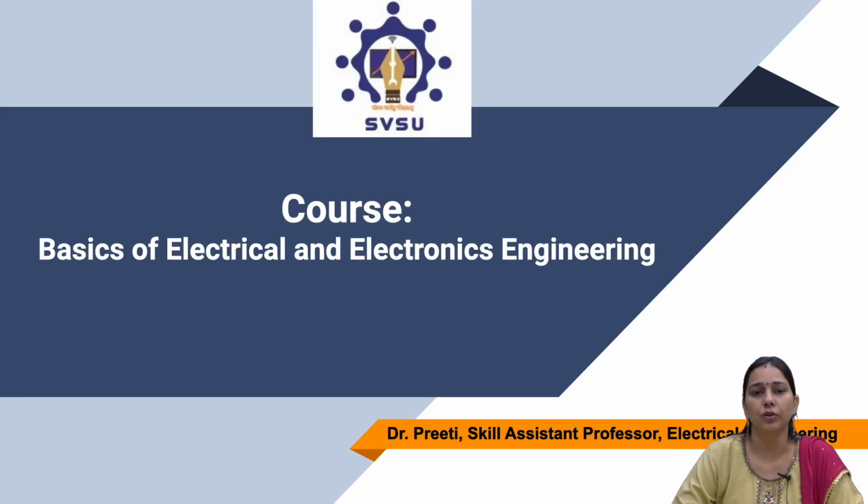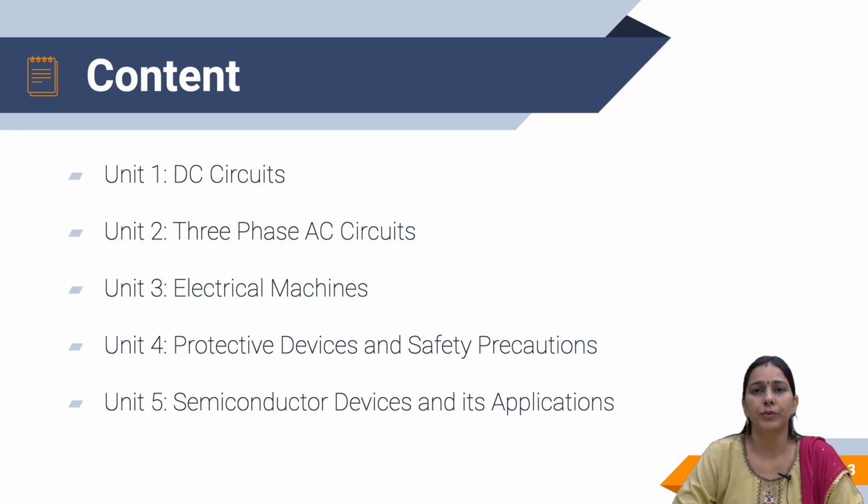The first course is on Basics of Electrical and Electronics Engineering. In this particular course, we are going to cover 5 modules. The first module would be focusing on the DC circuits. The second module would be covering the 3-phase AC circuits. The third module will be focusing on electrical machines. The fourth module is focusing on protective devices and the safety precautions in electrical engineering. And the fifth unit would be focusing upon the basic semiconductor devices and their applications.